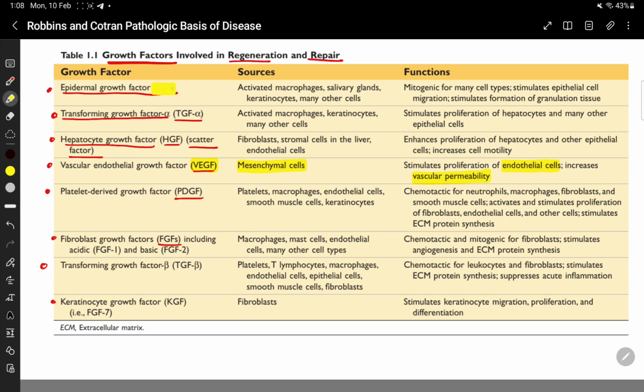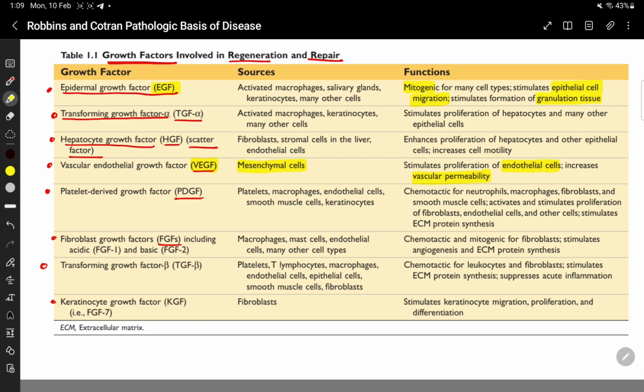Then epidermal growth factor. The sources are activated macrophages, salivary glands, keratinocytes, and many other cells. The function is mitogenic for many cell types. It stimulates epithelial cell migration and stimulates the formation of granulation tissue.